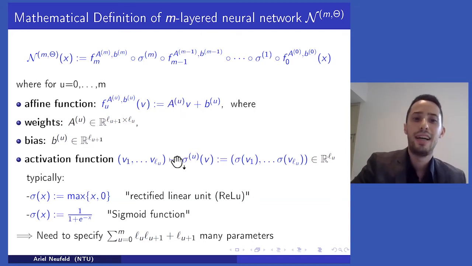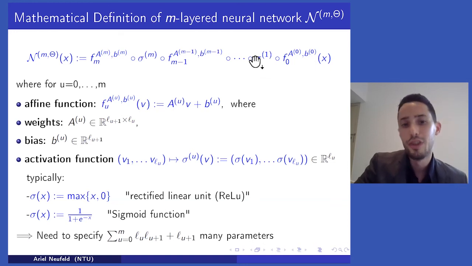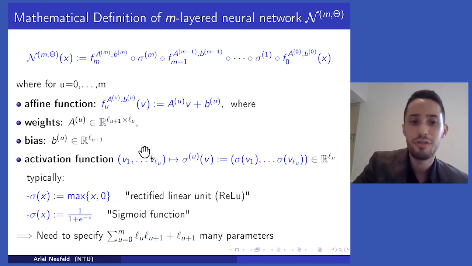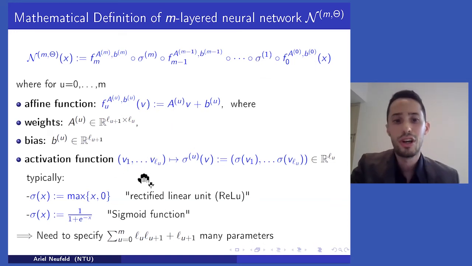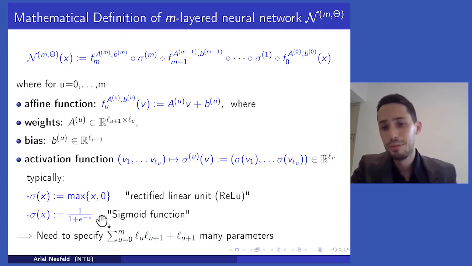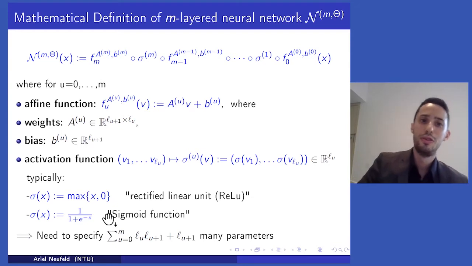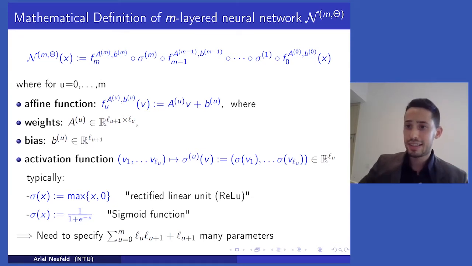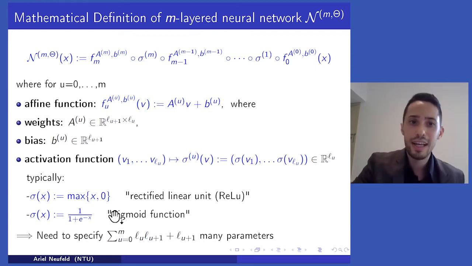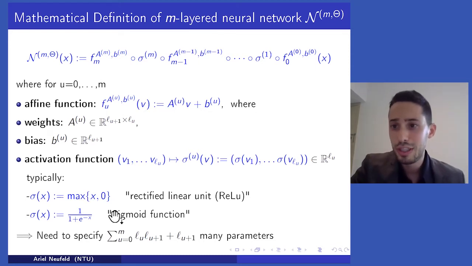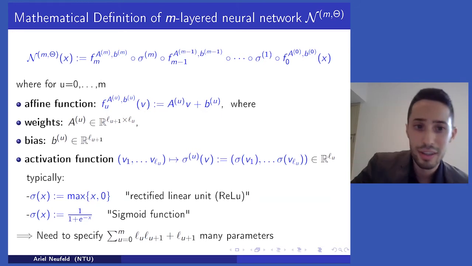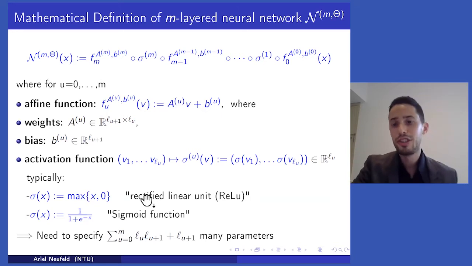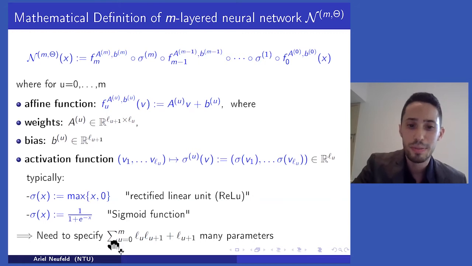And then you compose this with a nonlinear function, the so-called activation function. Typical ones which are used are either the ReLU function, which is the following, or the sigmoid function. So neural networks are nothing else than this kind of composition of functions. And if you want to specify a neural network, you need to specify the parameters of the affine functions. If you just count the dimensions, you see that you need to specify the following amount of parameters.